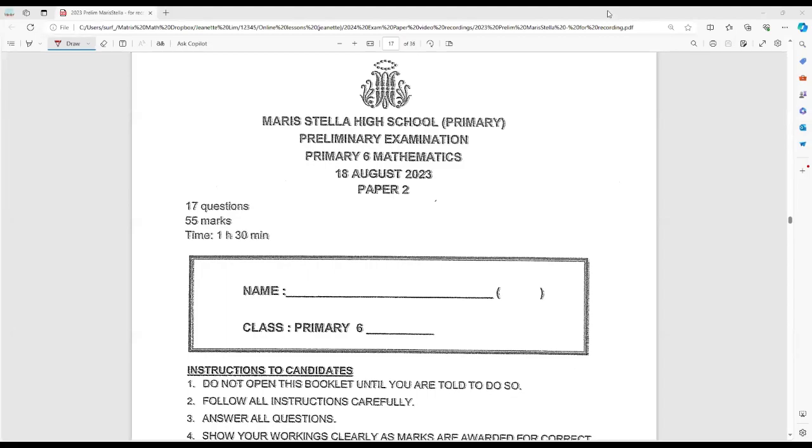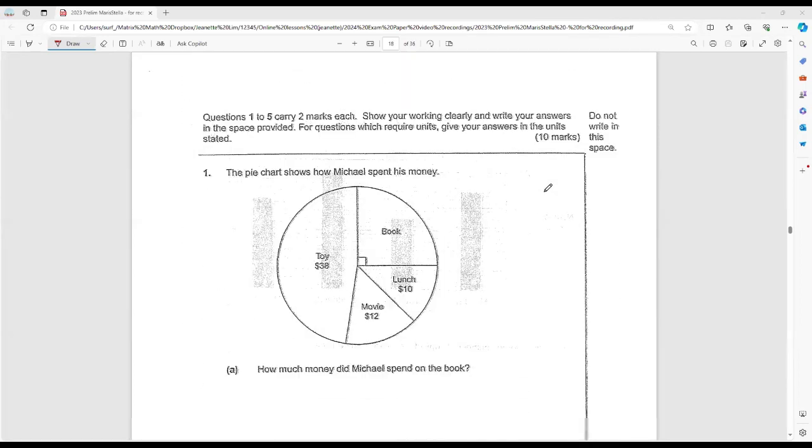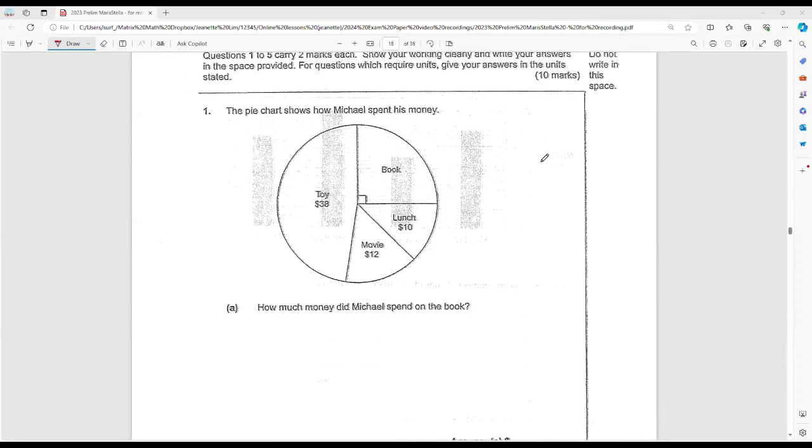Stella 2023 Prelim paper, paper 2. Let's look at question number 1. Question number 1, we have a pie chart showing how much Michael has spent. And part A, how much money did he spend on the book?